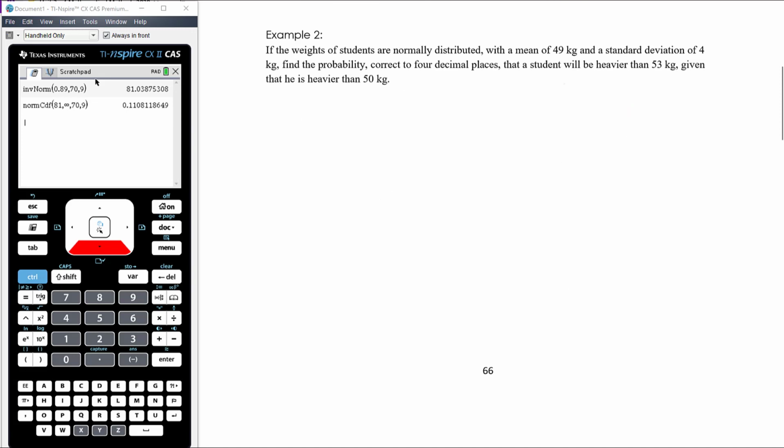Okay, example 2. If the weights of students are normally distributed with a mean of 49 kilograms, so let's assume primary age children, and a standard deviation of 4 kilograms, find the probability, correct to 4 decimal places, that a student will be heavier than 53 kilograms given that he is heavier than 50 kilograms. Okay, so let's define a variable first. So W equals the weights of the students in kilograms. So if there's units, include the units in your definition. It can help you to be consistent through the problem.